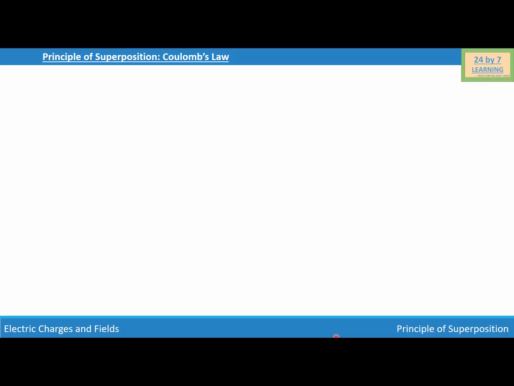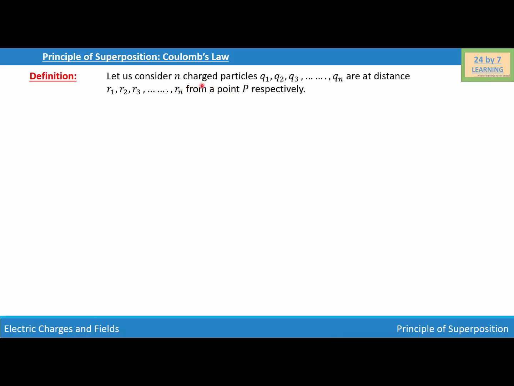Principle of superposition, Coulomb's law. Let us consider n charged particles q1, q2, q3, ..., qn at distances r1, r2, r3, ..., rn from a point P respectively.